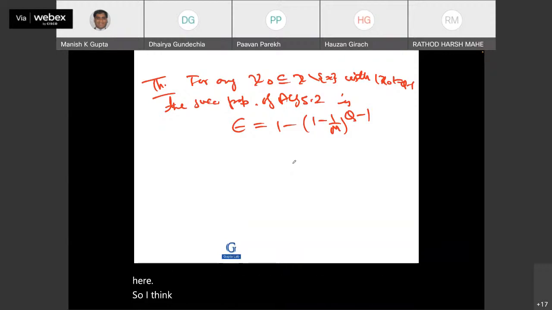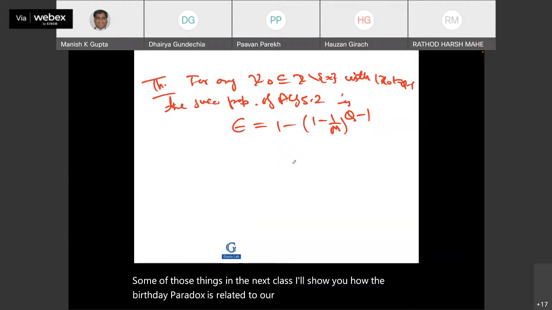So I think that's all for today. Now we are going to describe the final collision things, and we'll discuss some of those things in the next class. I'll show you how the birthday paradox is related to our collision algorithm. Remember, in the birthday paradox, we know that in a group of 23 randomly chosen people, at least 2 will share a birthday with probability more than half. That is equivalent to the collision problem. We are going to look at that in our next class. If you have any questions, please do ask me.